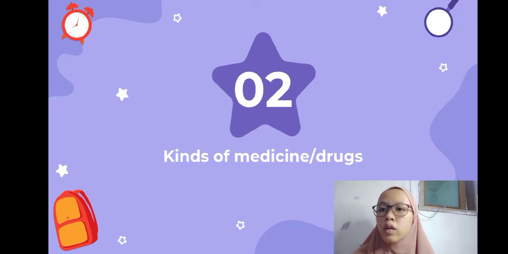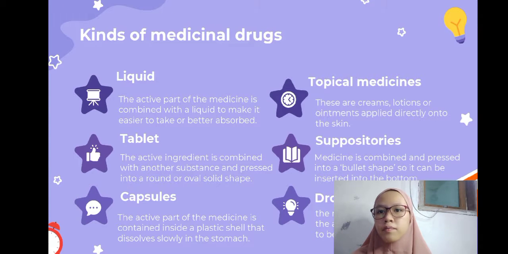The second thing is we go into some more detail, like the classification or kinds of medicinal drugs. Liquid is a medicine that is combined with a liquid, so it's easier to take or absorb. Tablet is the active ingredients of medicine combined with another substance and pressed into a round or oval solid shape.